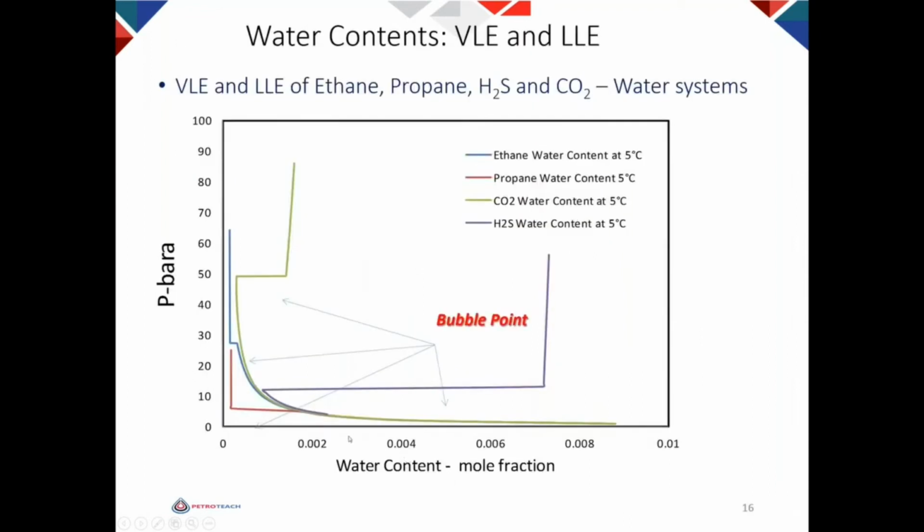But if you look at the amount of water in the hydrocarbon phase, this is versus pressure. And look at ethane, for example, the blue line. This is the bubble point of ethane at this temperature, 5 degrees. You see that this is vapor ethane, this is liquid ethane. You see that the amount of water dissolved in liquid ethane is reduced.